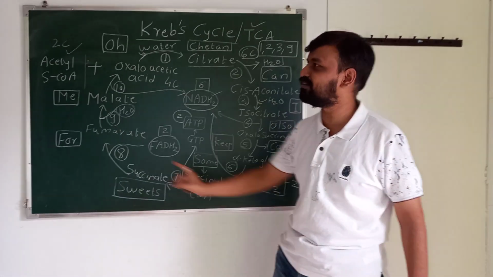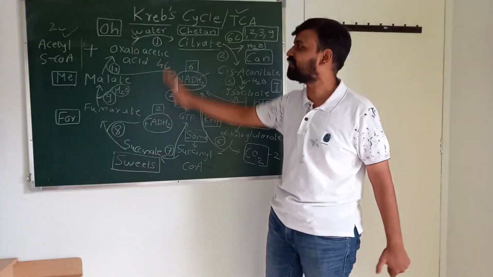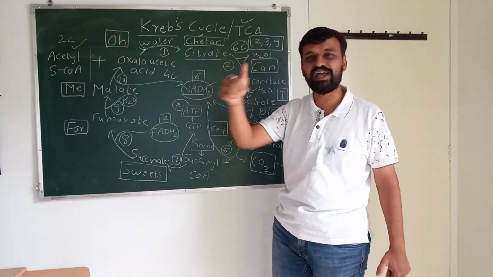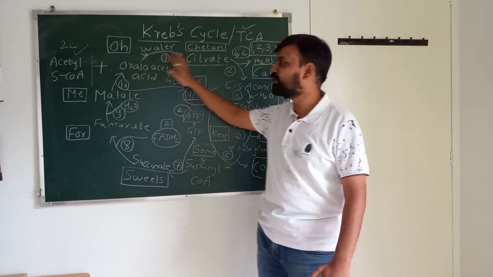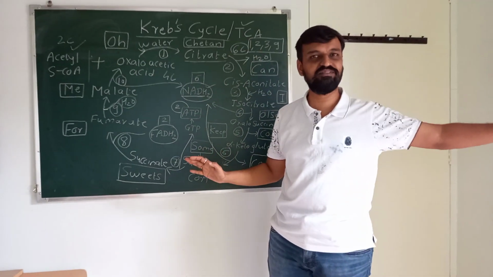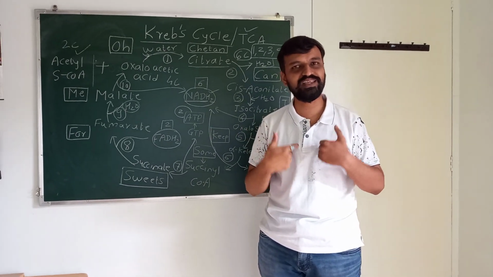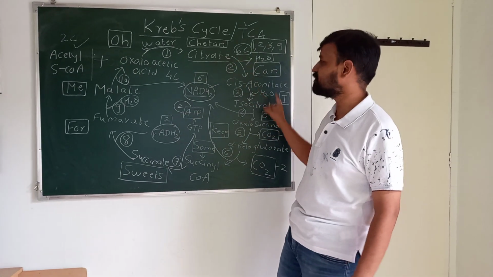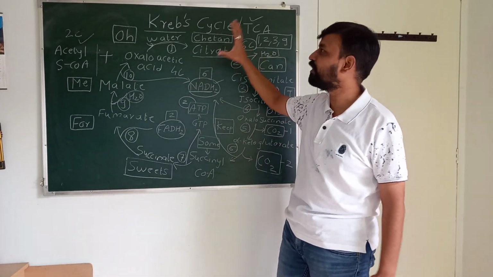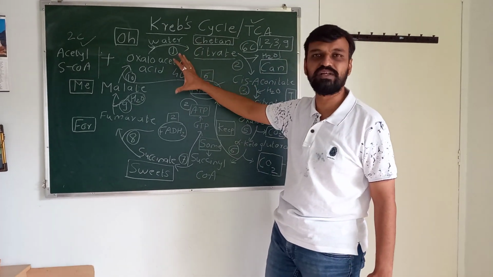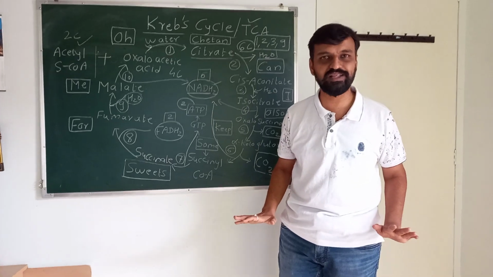This is the simple trick to keep all intermediates of the Krebs cycle in mind. So I am damn sure you will never forget the intermediates of the Krebs cycle in your whole life. Oh Chetan, can I also keep some sweets for me? Yes. Finished. So this is how you are going to keep the mnemonic for the intermediate products of the Krebs cycle. I am sure you are getting it.